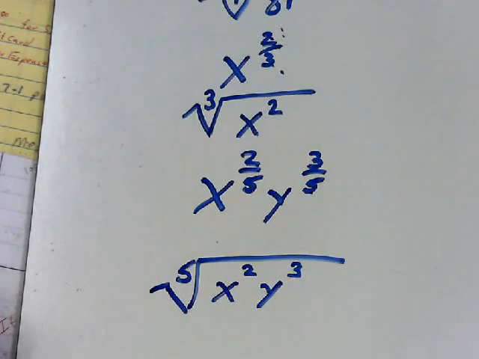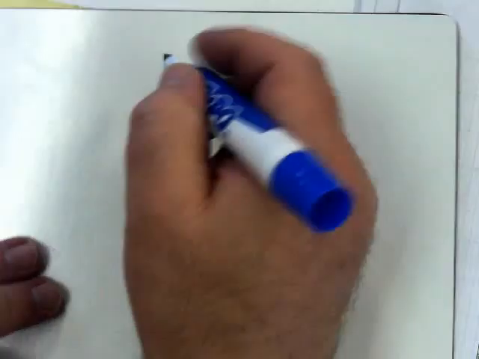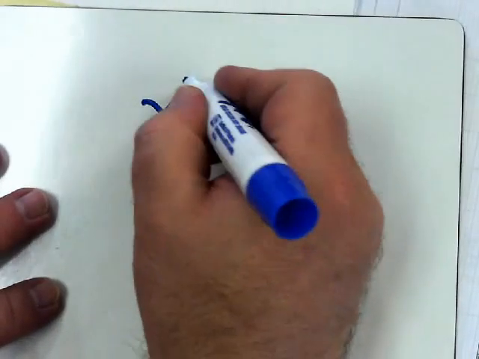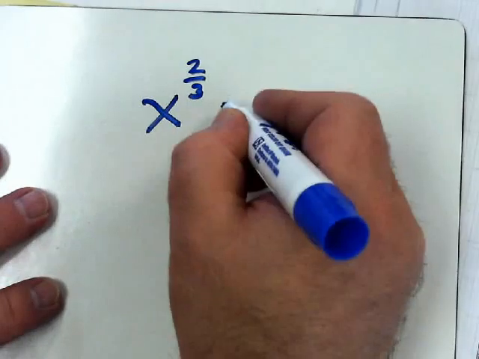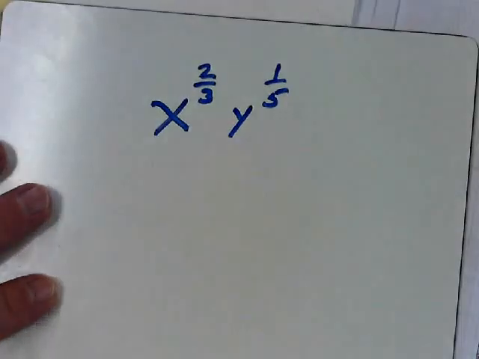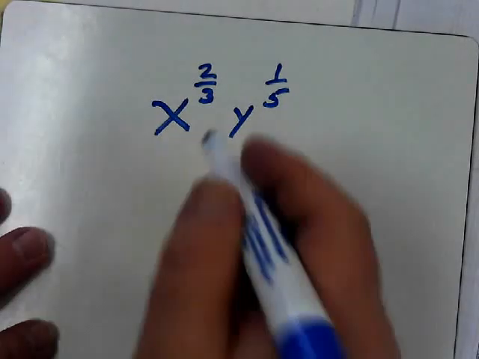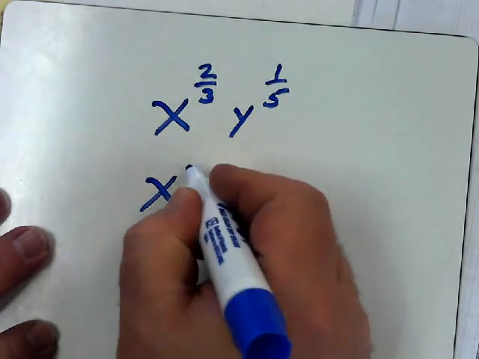Now what if the denominators are different? Then you're going to have to find a common denominator. So you're asking what happens if I have a to the 2/3, y to the 1/5. So I would have a common denominator of 15.